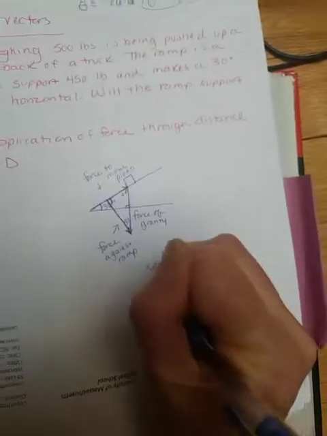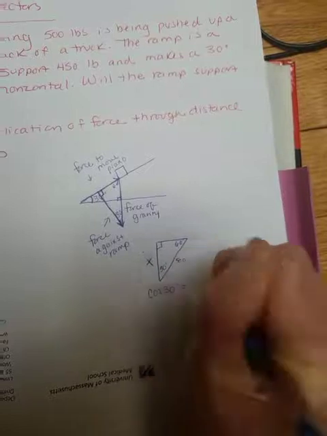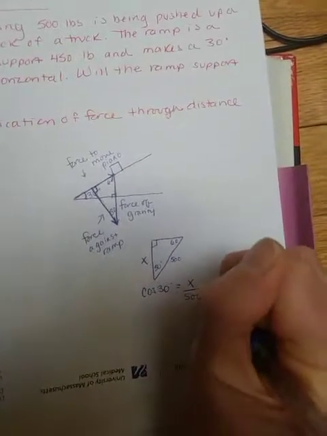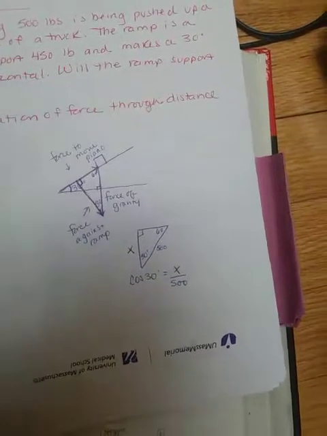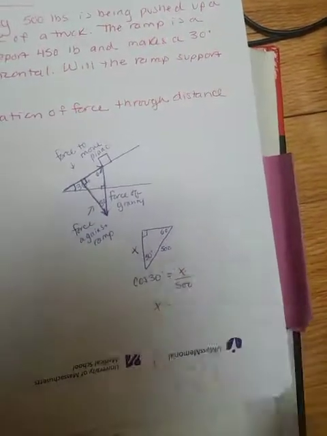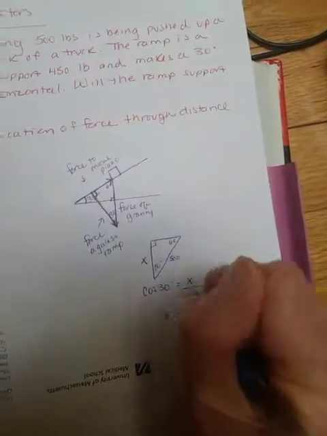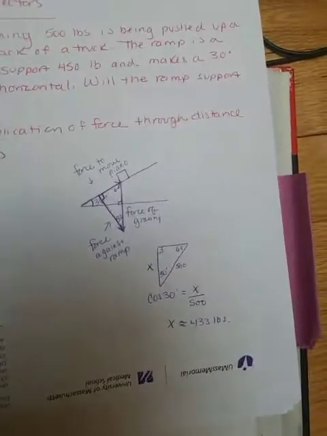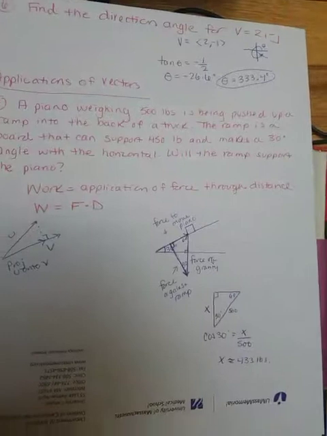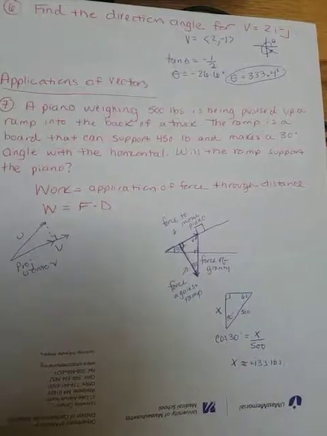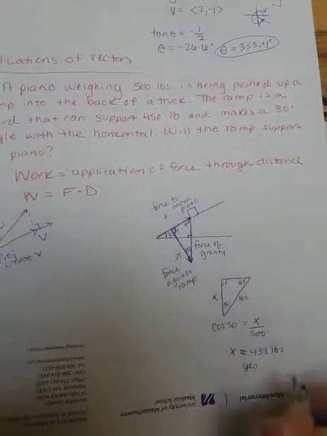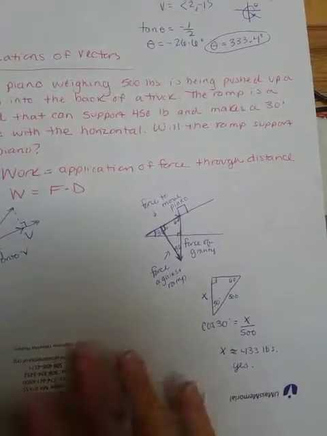So I can use the cosine of 30 degrees. That's your adjacent of x divided by your hypotenuse of 500. So when you work that out, 500 times the cosine of 30 degrees, you should get approximately 433 pounds. So to go back to the question, the ramp is a board that can support 450 pounds. So is it going to be able to support it? Yes, it will be able to support it, because 433 is less than 450.